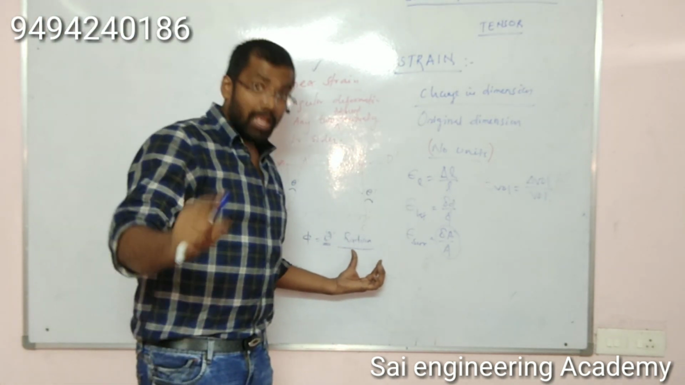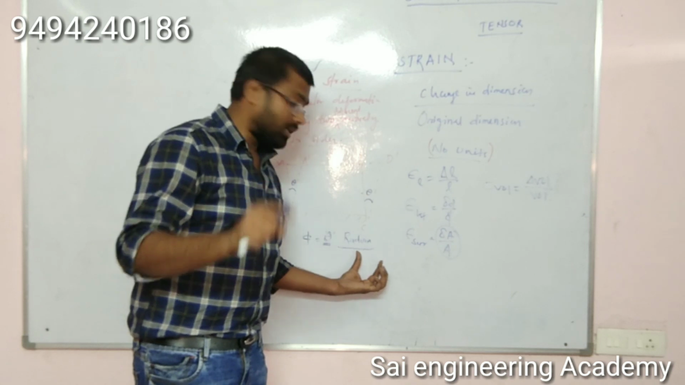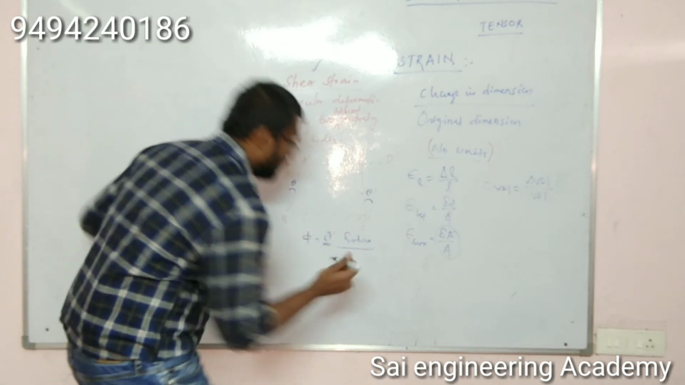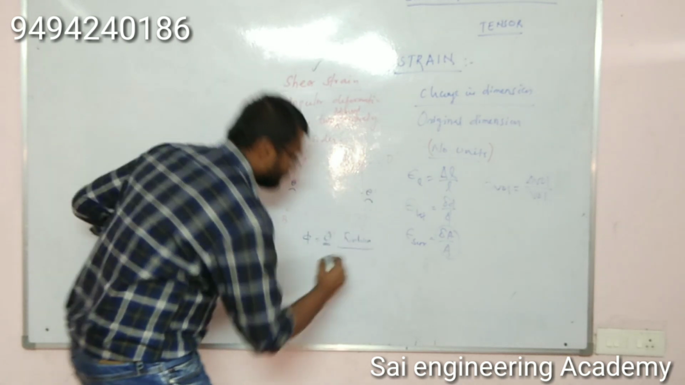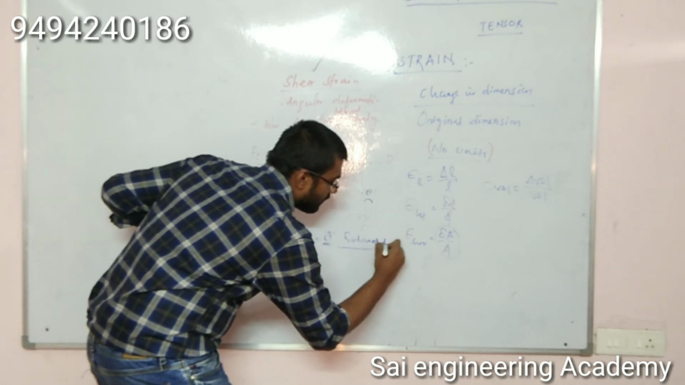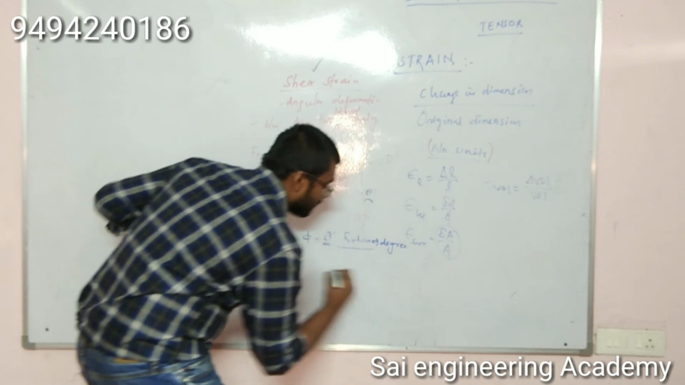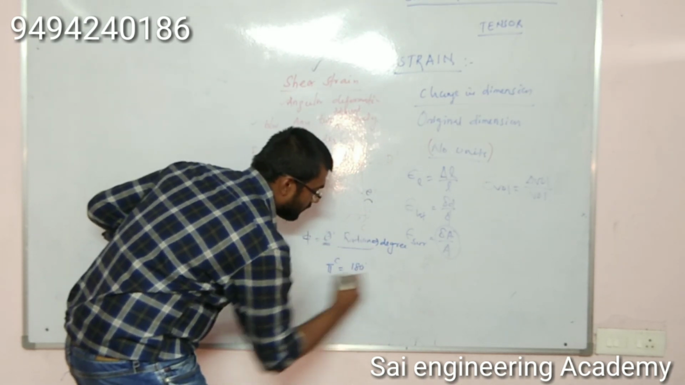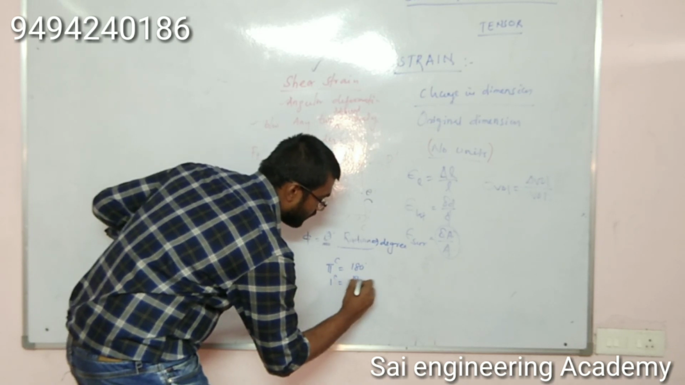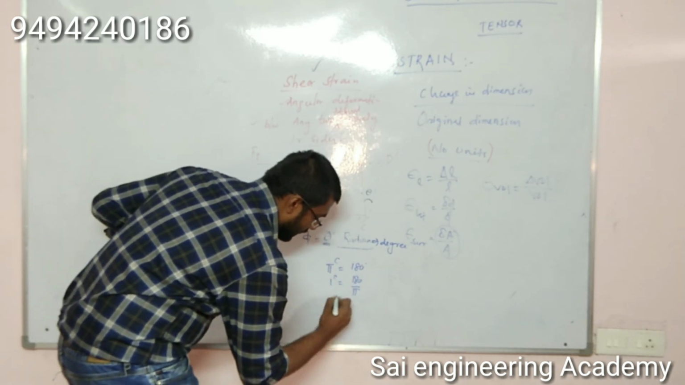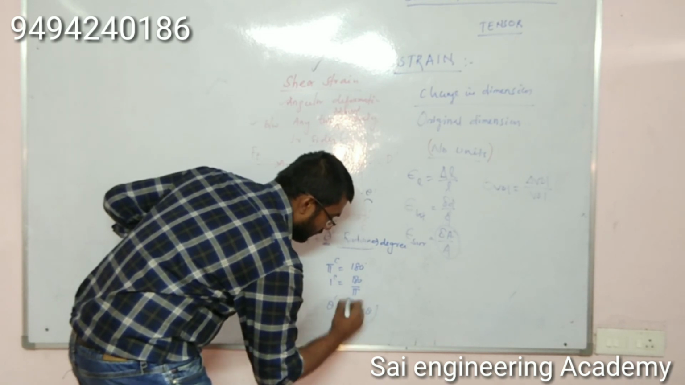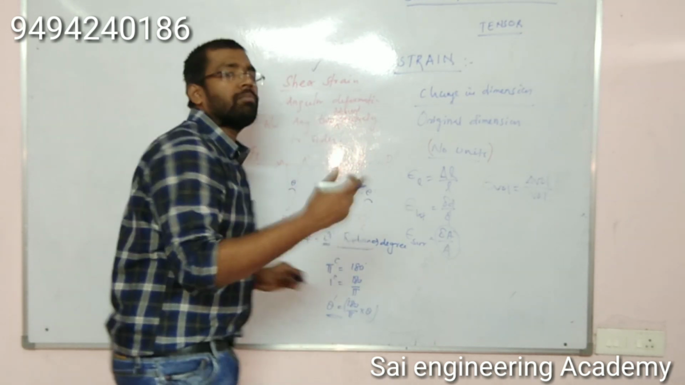So radian. And if you have a numerical where strain is given in radian, kindly students, please convert it to degree. For numericals, you have to convert it to degree. How to convert, sir? Simple. Pi radian equals 180 degrees. 1 radian equals 180 by pi. So theta radian equals 180 by pi into theta. Convert into degree and proceed.